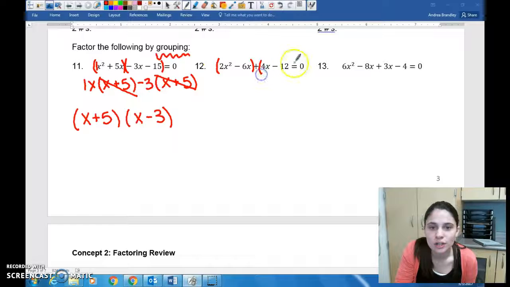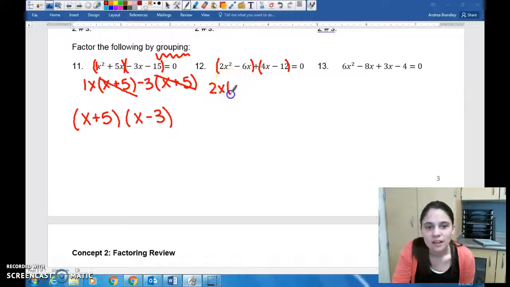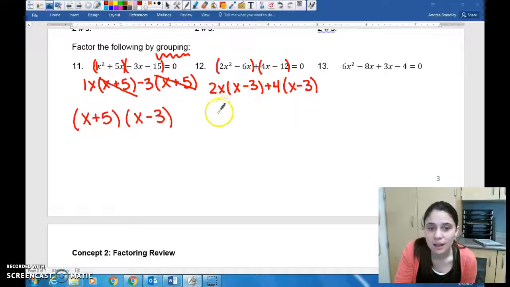So group the first two terms, the greatest common factor, so I can pull a 2 out of 2 and 6, and I can pull out an x, because there's an x squared and an x. And then I'm left with x, and then minus 3. And then over here, I can pull out a 4. And this time I'm going to pull out a positive 4 because my x will stay positive. And then negative 12 divided by 4 is a negative 3. So my parentheses match again, so that's a good sign. So I'm going to take my parentheses term, which is x minus 3. So I took care of those.